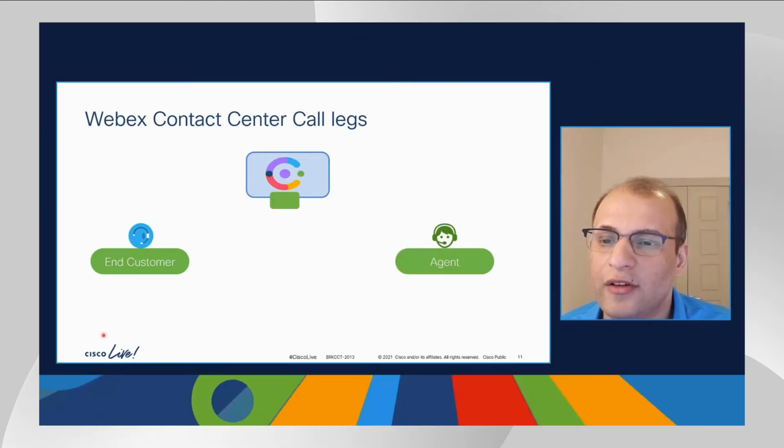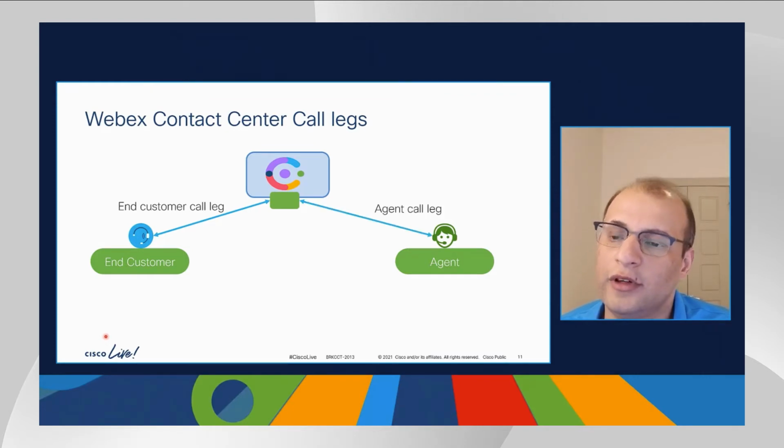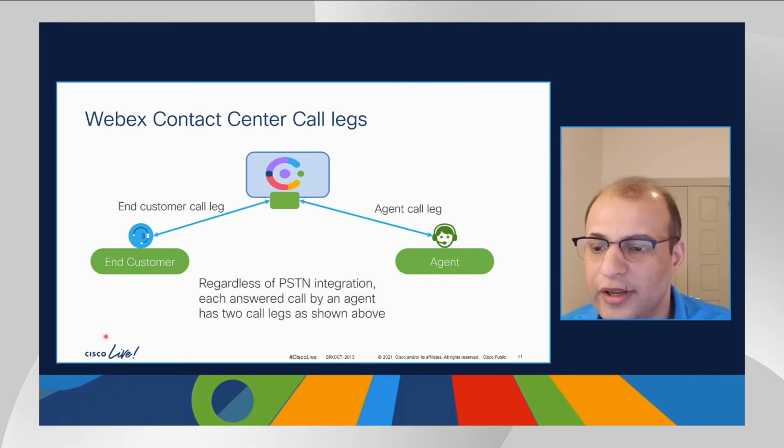Now, we have different ways of bringing the call into the Webex Contact Center from the end customer, and we have different ways of reaching the agent, and we will explore both of these options individually. Regardless of the PSTN integration option that you select, each call answered by an agent in the contact center world has two call legs, as we are showing here. The first is the end customer call leg to the contact center, and the second is the call leg between the contact center and the actual agent.